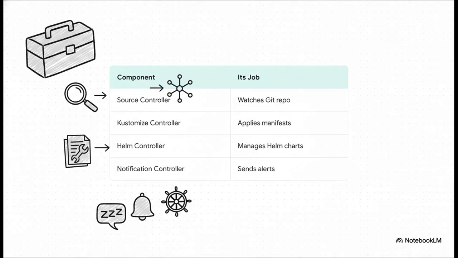Now, Flux isn't just one thing. It's a team of specialized components working together. You have the source controller, which is like the lookout. Its job is to watch Git for any changes. Then you have the Kustomize and Helm controllers. They're the workers who actually apply your configurations, whether they're simple files or complex Helm charts. And finally, there's the Notification controller, which is like your helpful assistant, sending you a quick message on Slack to let you know a deployment is done.